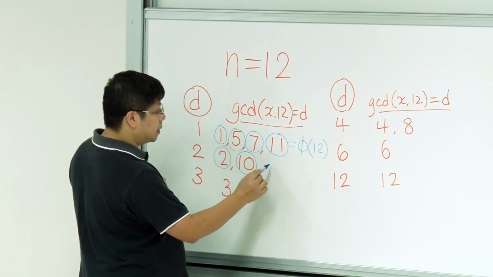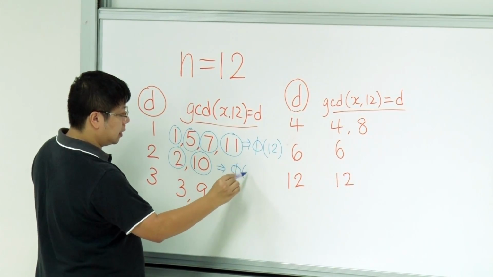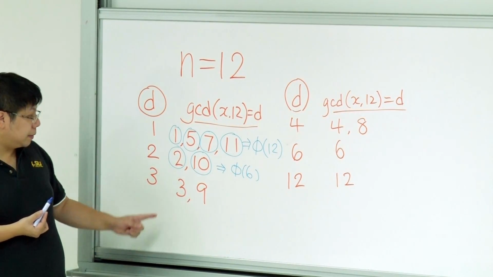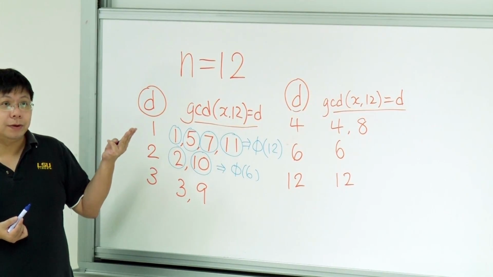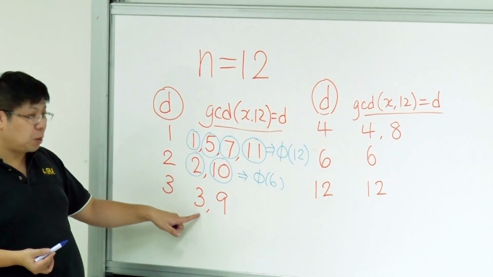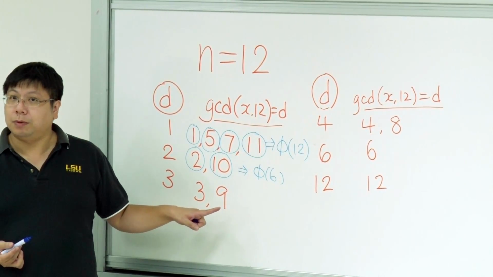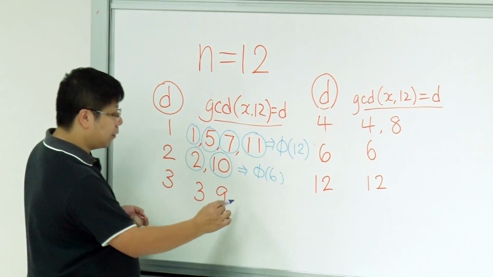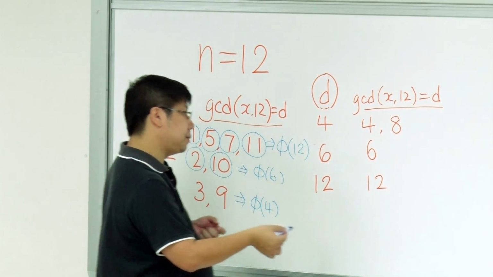Okay, so how many numbers are there? So there are altogether 6 numbers here. Is that okay? And then how about this one? 3 and 9, they have GCD 3 with 12. Okay, so we divide the whole thing by 3. So this becomes 1, this becomes 3, and these 2 numbers are with GCD 1 with 4. Is that okay? So how many of them? So there are going to be 4 of them.